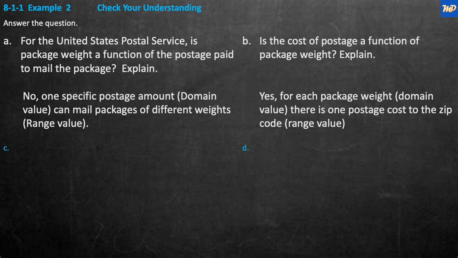Well, the answer is going to be no to that, because what's going to happen? No, because the specific postage amount, the domain, can mail packages of different weights. So you can have $1 for, say, a range of packages from 1 pound to 1.5 pounds or 2 pounds. It could all be the $1 price range.